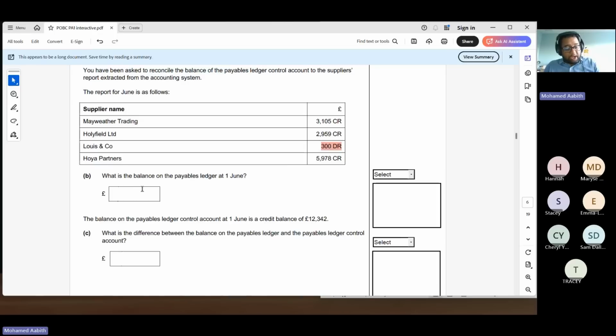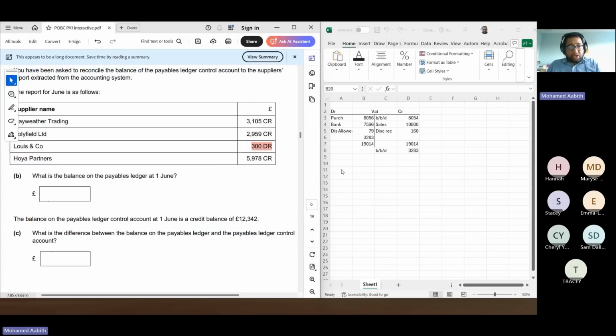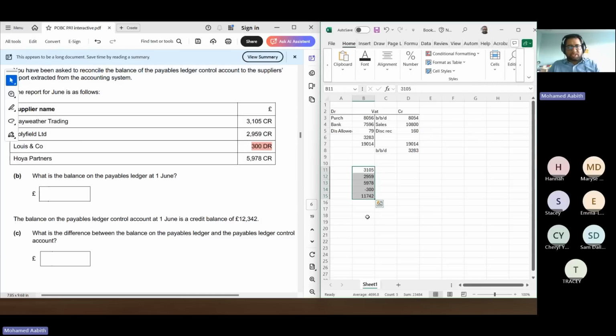So when it comes to calculating the balance, I need to remember one of them is going to be a negative number. So I'm going to have 305, 2959, 5978, and I'm going to say minus 300, because that number will not be calculated as a positive number. So here I'm going to auto sum the total. I'm looking at it here, 11,742.